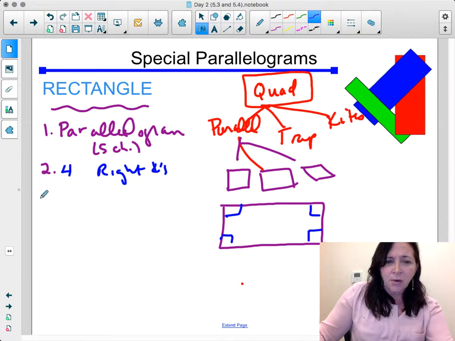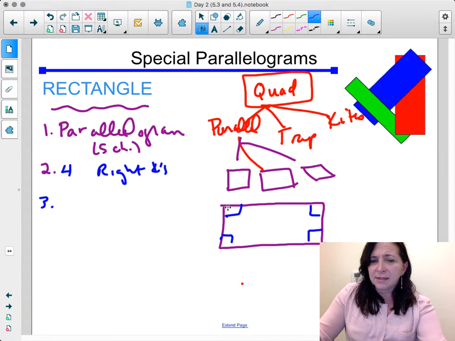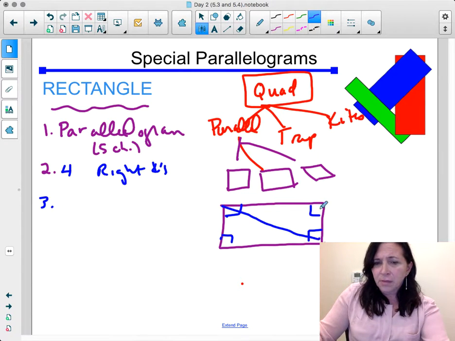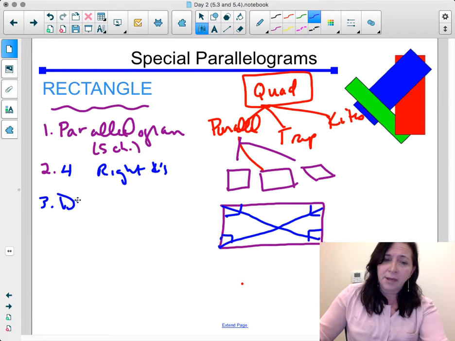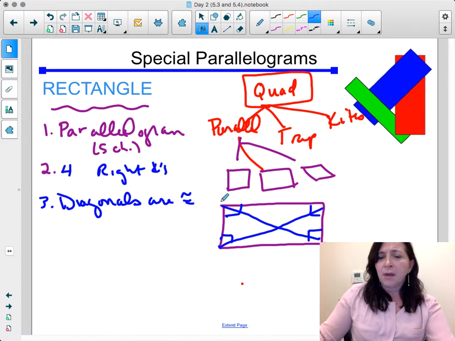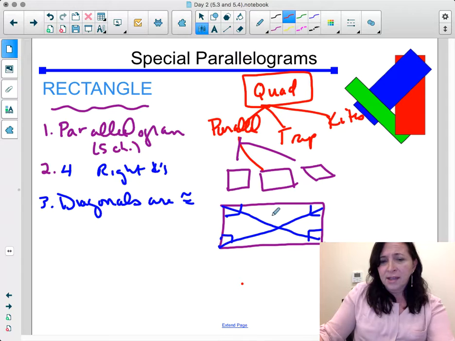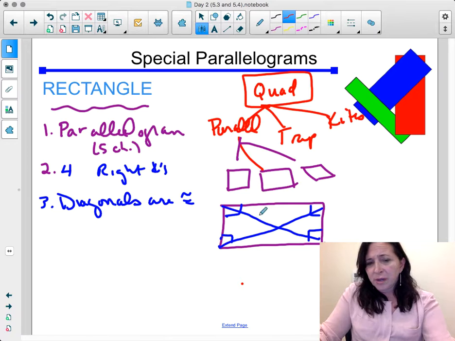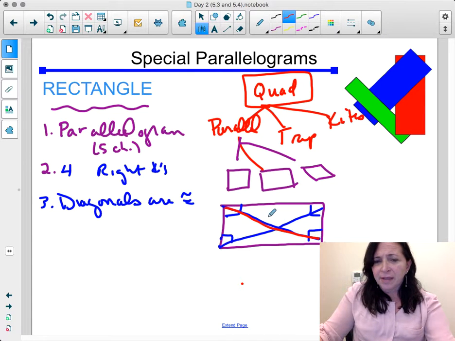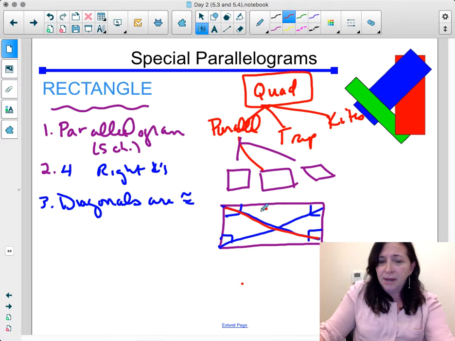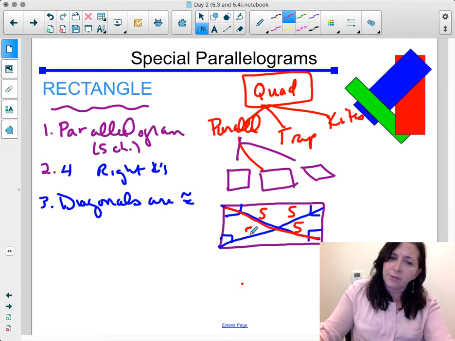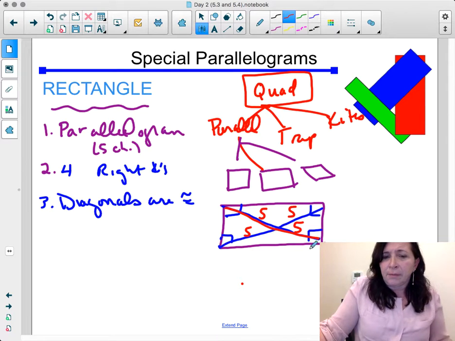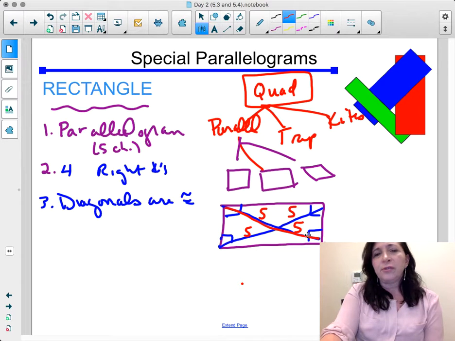All right. Now, it also has diagonals that are congruent. So my diagonals are congruent. And why that's kind of cool is that because it's a parallelogram, the diagonals bisect each other. But if my diagonals are the same length, let's say they're both 10 centimeters, then when I cut it in half, those are 5, those are 5, those are 5. So that makes all the bisections congruent also. So that's kind of cool. So those are the neat things about a rectangle.